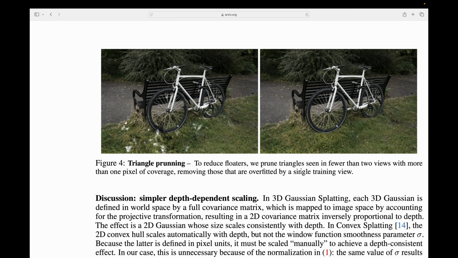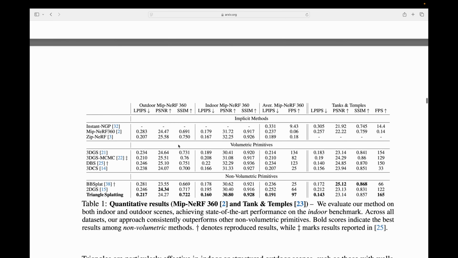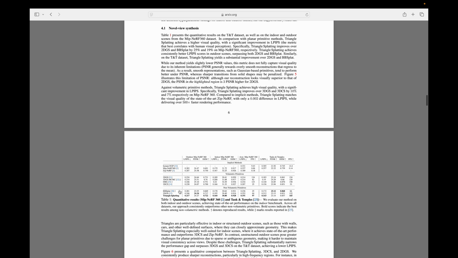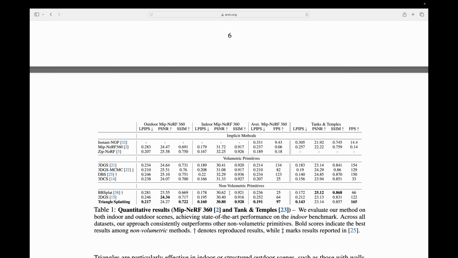Okay, let's move on. In terms of results, they have really good results, comparable or even better than the state of the art. But besides that, it's a really nice representation, it trains fast, and it beats the state of the art in terms of quality. What's really important about that paper is that it's bridging the gap between traditional graphics and Gaussian splatting.